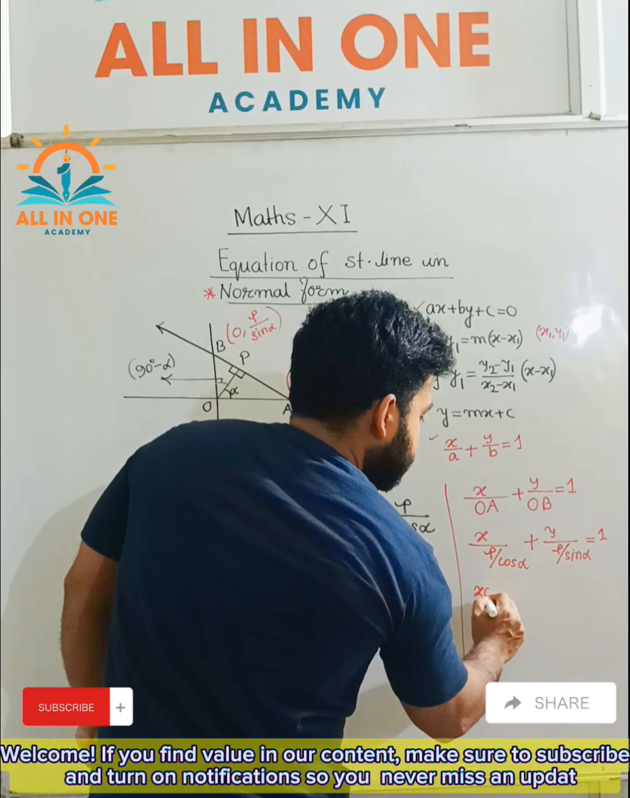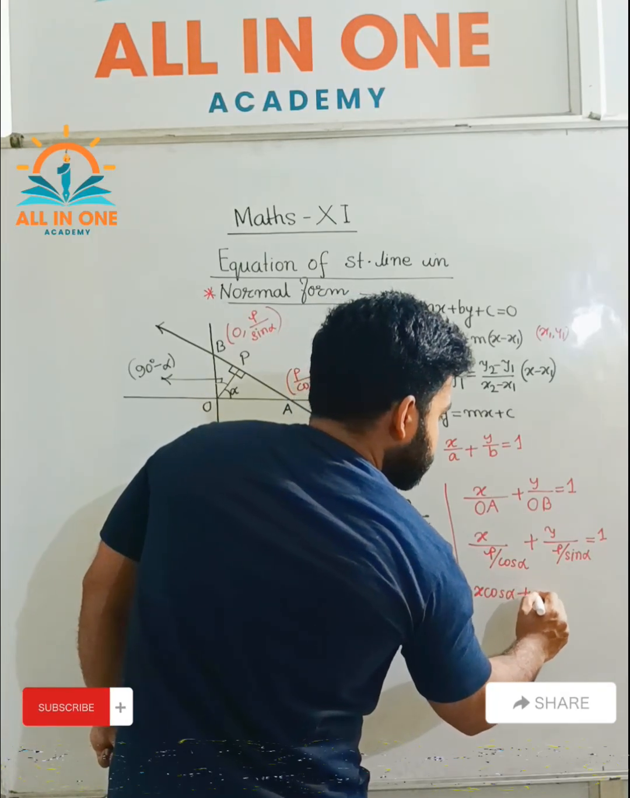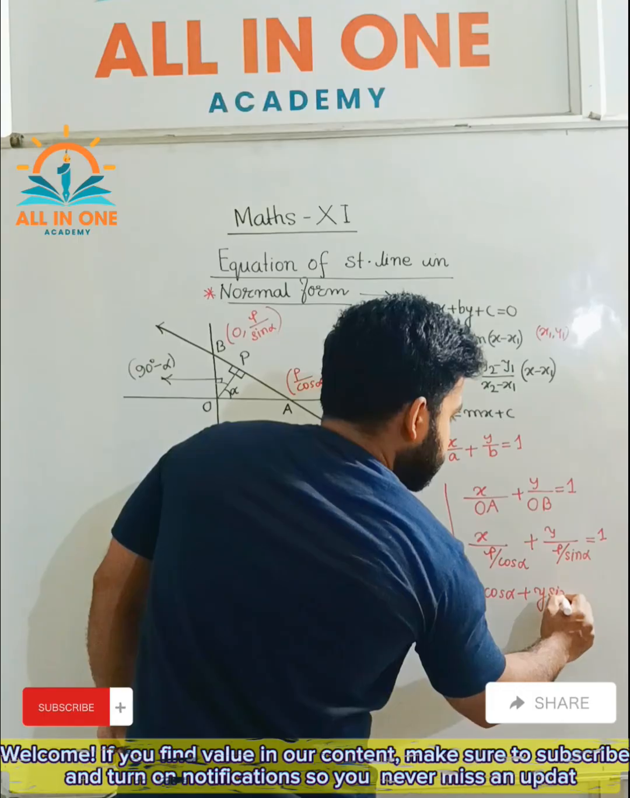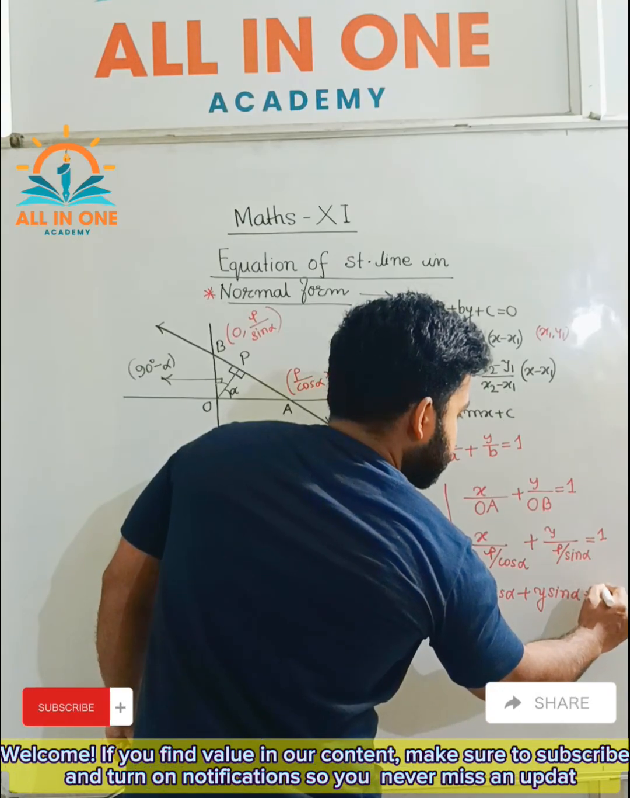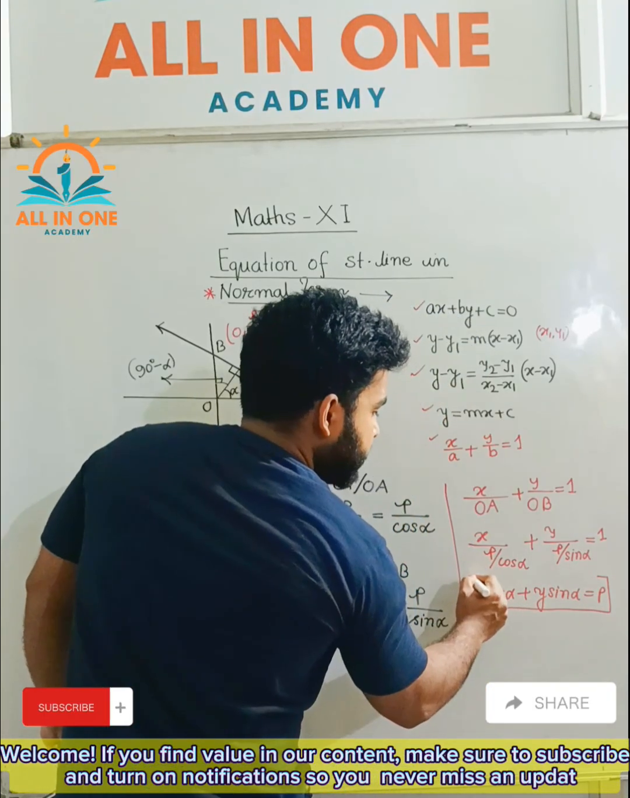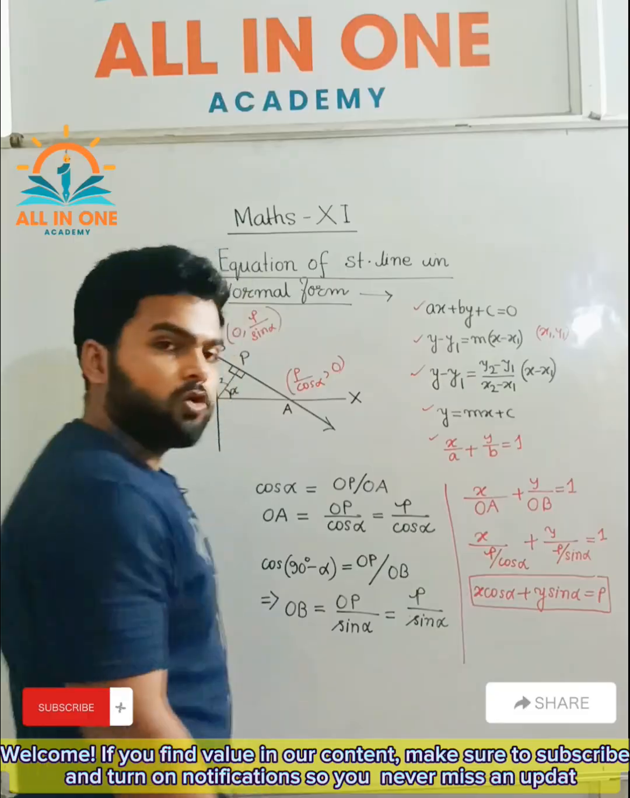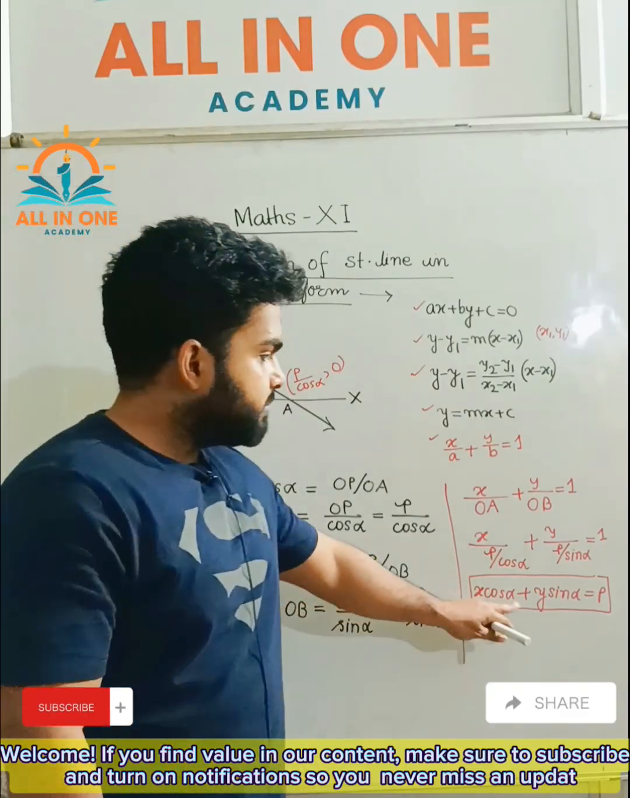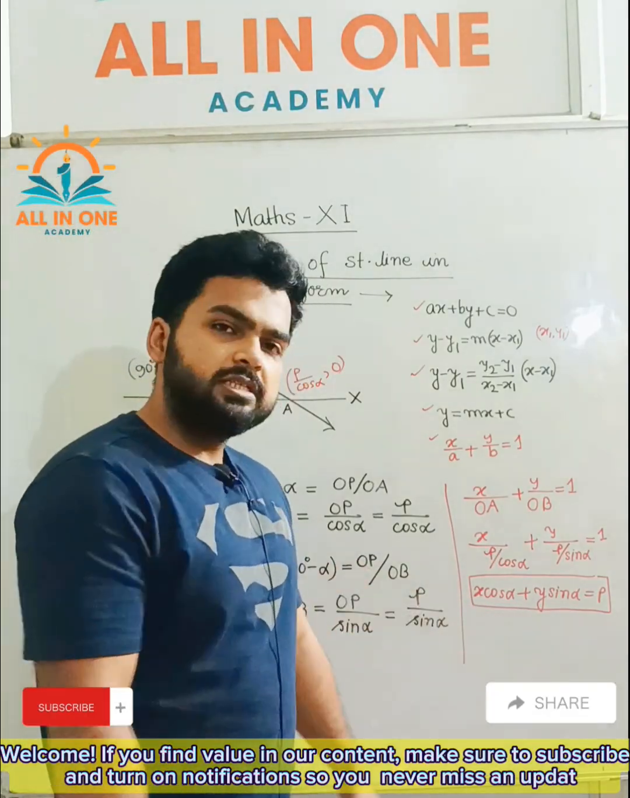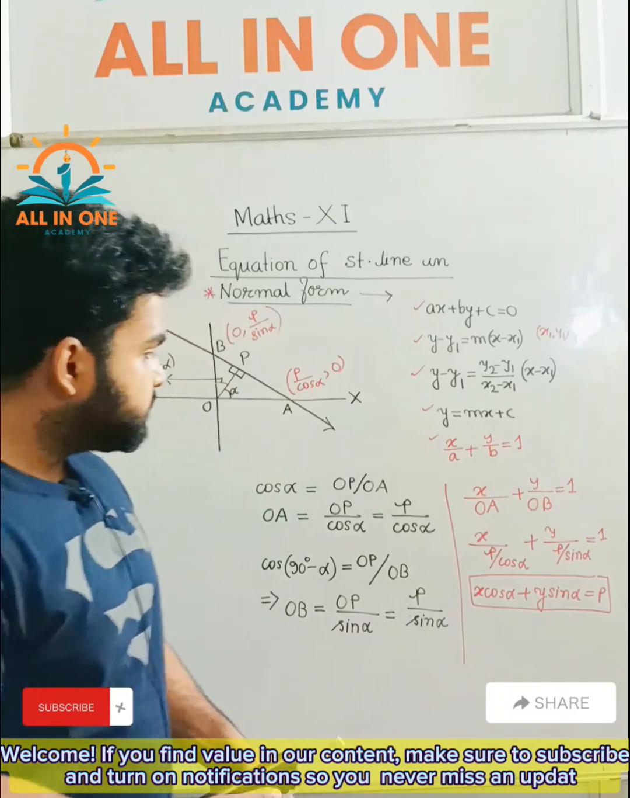Simplifying this we get x cos alpha plus y sin alpha equal to p. So this is the required equation of a straight line in normal form. Now this is a very important equation because we shall be using this in a number of cases in both JEE as well as in boards.